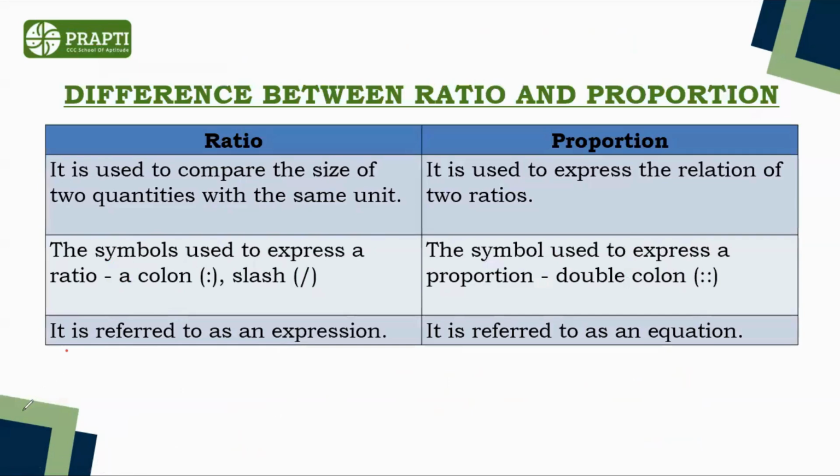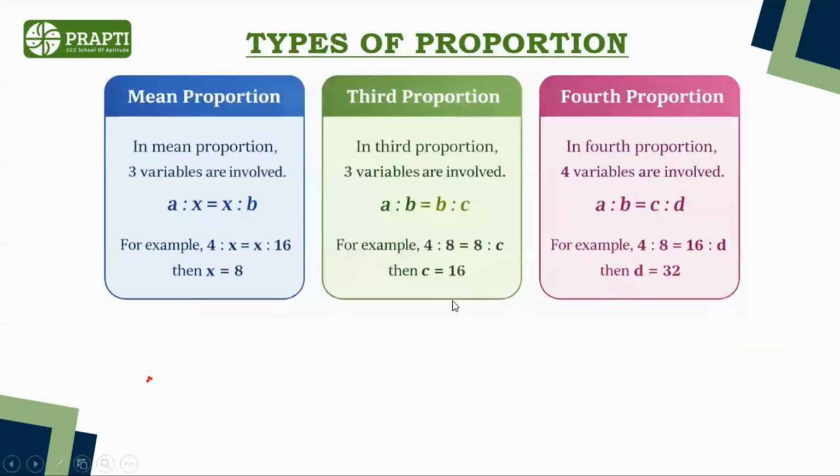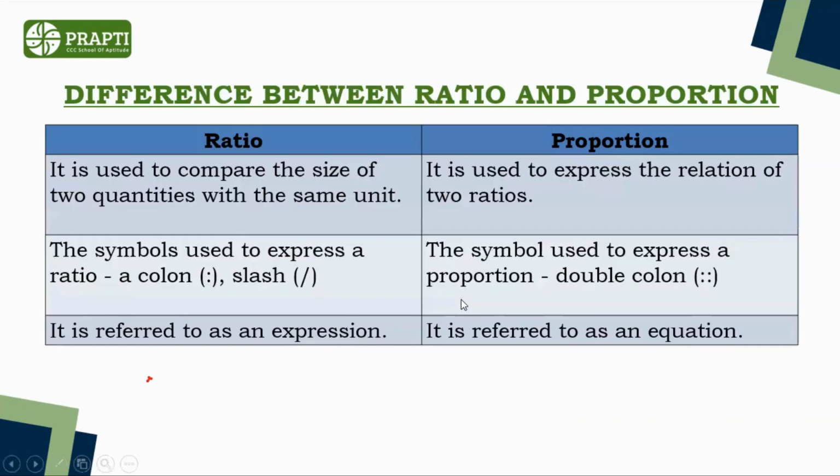Let's see what is the difference between ratio and proportion. As I told you, ratio is used to compare the size of two quantities. You just see, it is quantity, not quality. Proportion is used to express the relation of two ratios. Ratio can be expressed with a single colon, proportion is expressed with a double colon. And ratio we can refer to as an expression, and proportion is somewhat an equation, because in the previous one I hope you remember we made it as an expression only. Sorry, equation, right? So that is what proportion is.